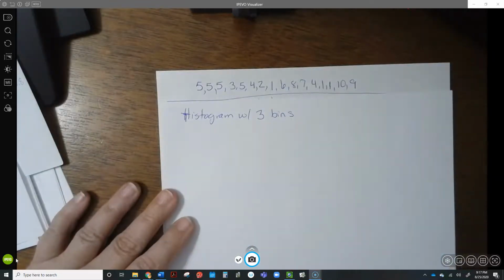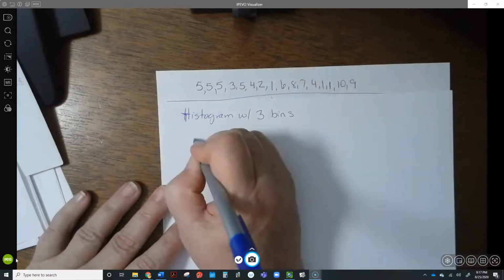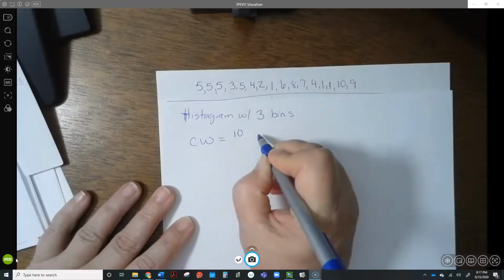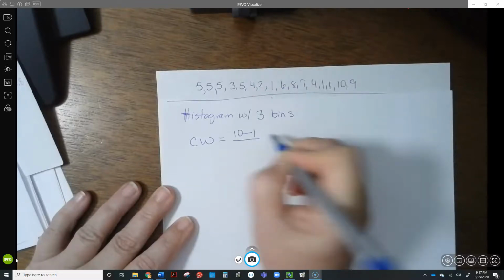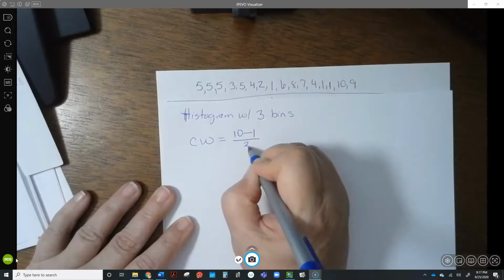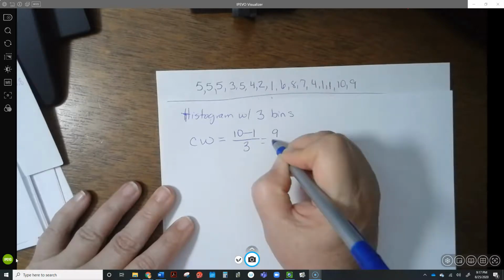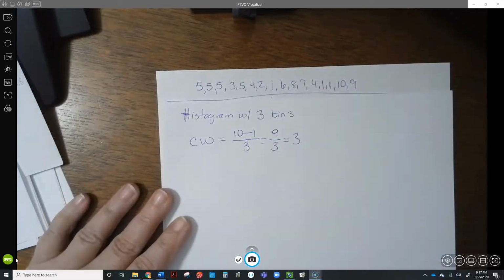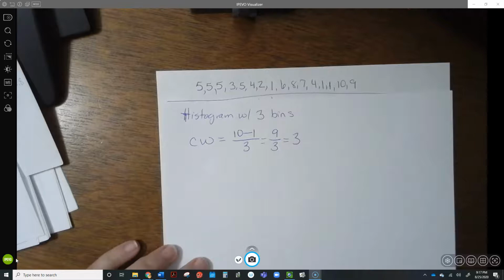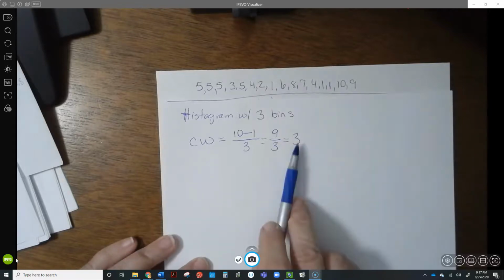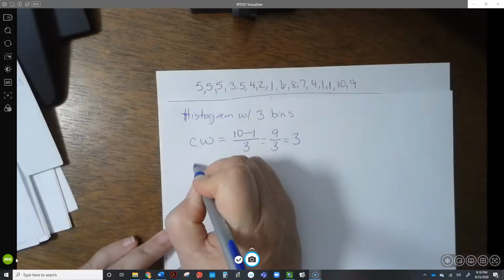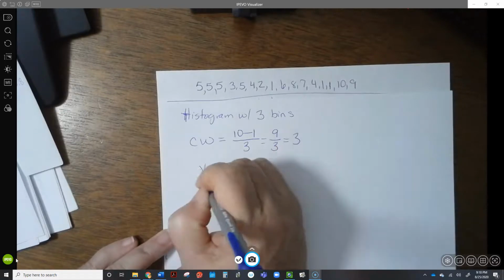All right, for a histogram with 3 bins, I always need to find my class width, and class width is the biggest number minus the smallest number divided by how many bins I want. So 10 minus 1 is 9. 9 divided by 3 is 3. So I'm like, oh, I don't have to round at all because it came out to be a whole number. Well, I'm telling you right now, if you think that 3 is your class width, you're wrong. But a lot of people do. You must still round up.